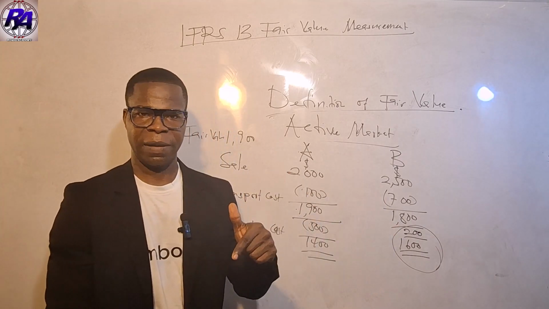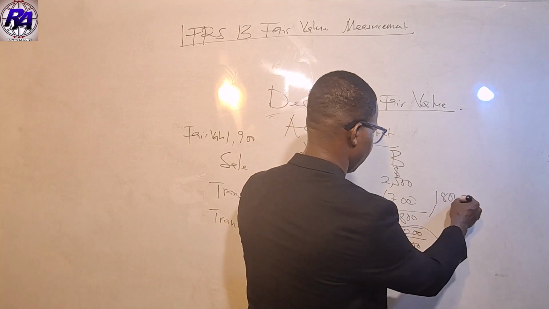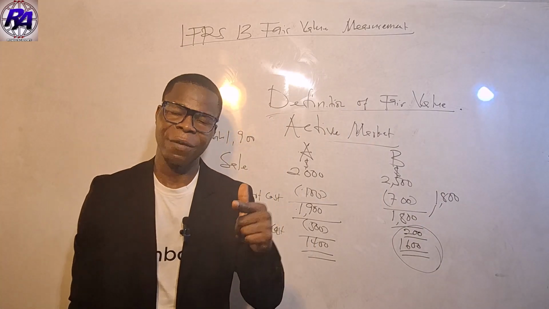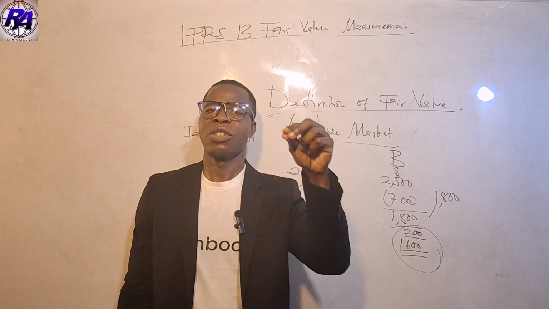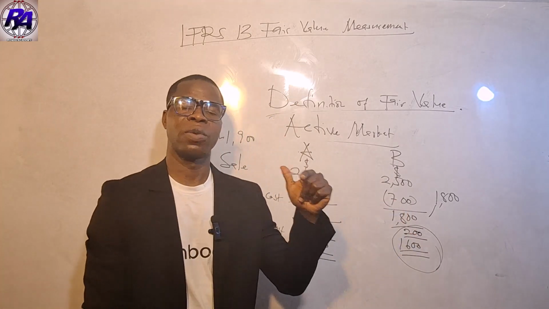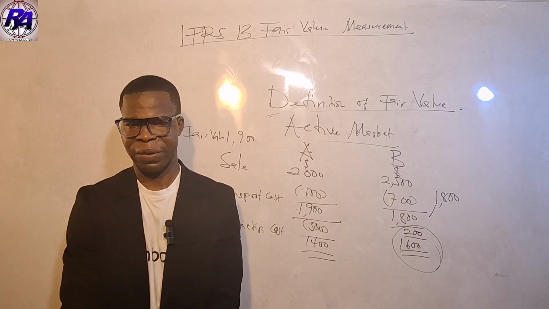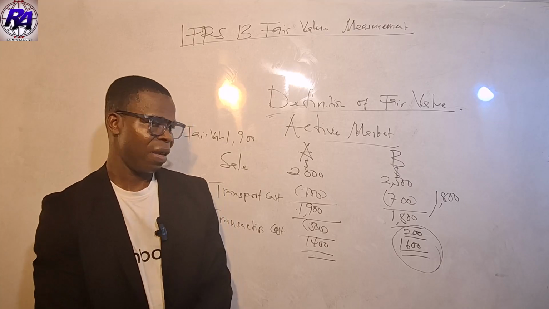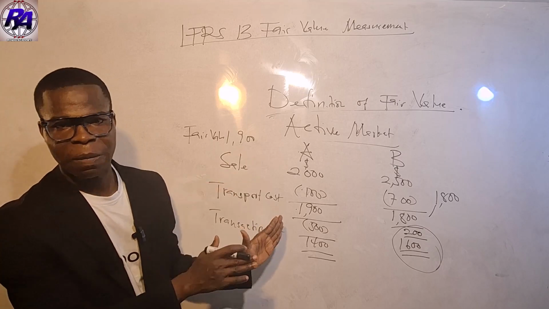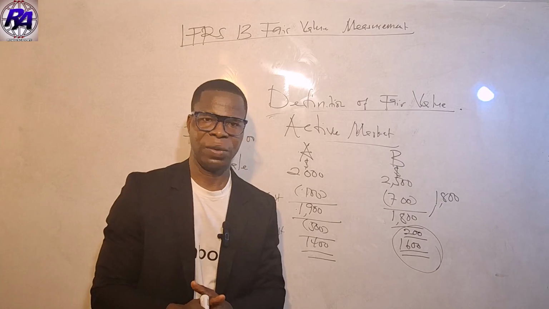But what is the fair value here? The fair value here will be 1,800. Because if you are determining the fair value of the asset, you have to take into consideration only the transport cost, not the transaction cost. So I think with these practicals, you are able to understand the meaning of principal market, how to use it, and the meaning of most advantageous market.